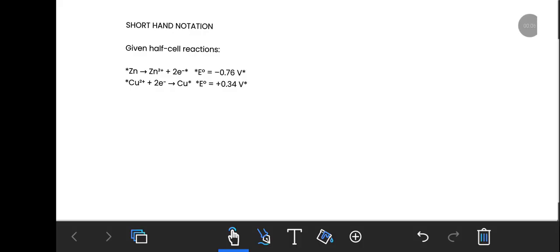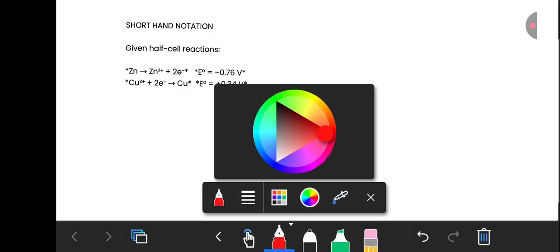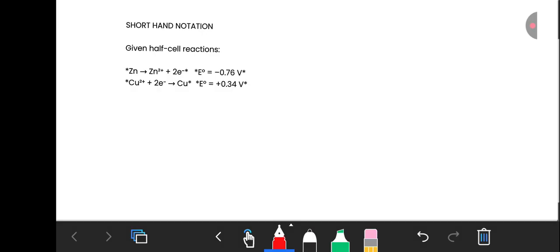Now let's understand shorthand notation. Like, how can you write a shorthand notation given two half reactions? So we can say that we have these two reactions: zinc giving zinc ion plus 2 electrons, and the cell potential is that. Then copper ion plus 2 electrons giving copper, and the cell potential is that. So how can you now write the shorthand notation?